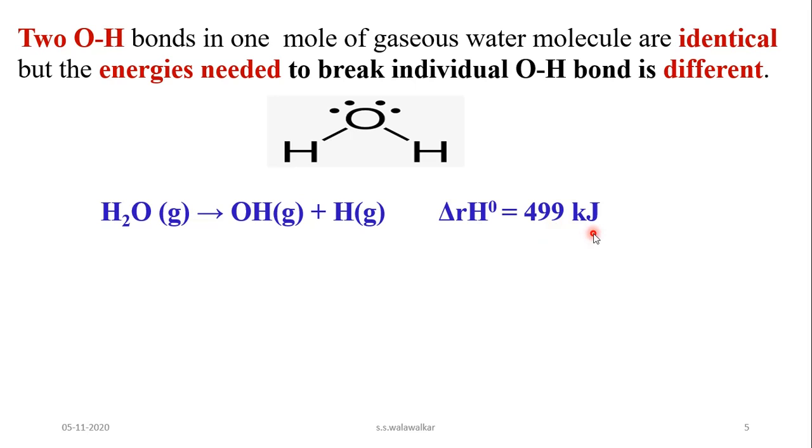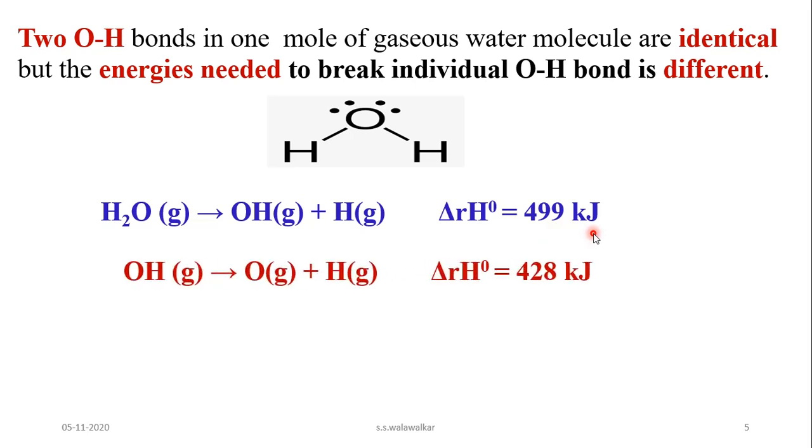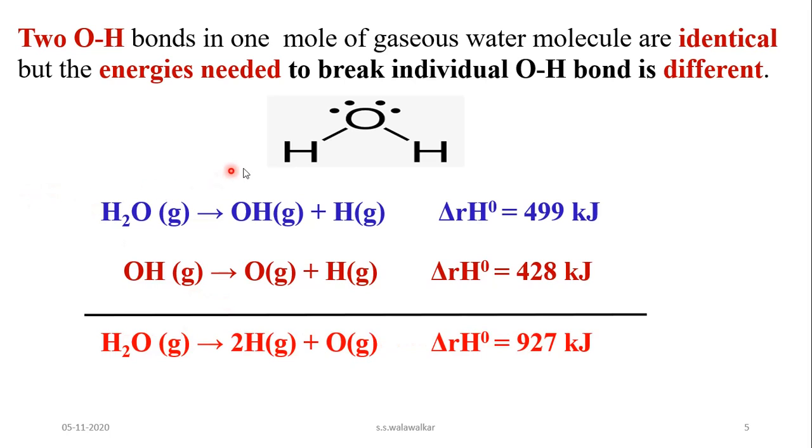499 kilojoules. This much amount of energy is required. And to break the second OH bond, that is OH gives you oxygen atom in a gaseous state and hydrogen atom in a gaseous state, energy required is 428 kilojoules. So if you add both these equations, then you will get what? The OH is cancelled, H2O in a gaseous state plus 2 hydrogen atoms in a gaseous state and 1 single oxygen atom in a gaseous state. And if you add both these, then it is equal to 927 kilojoules.